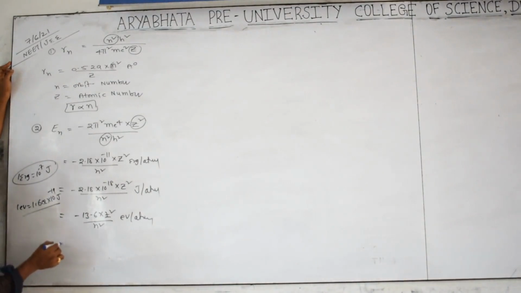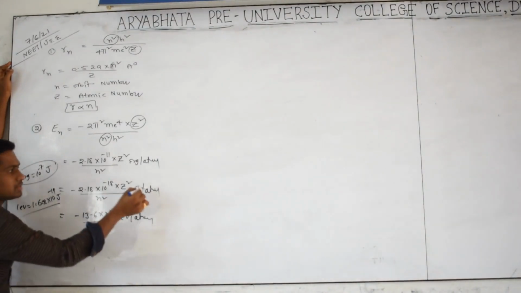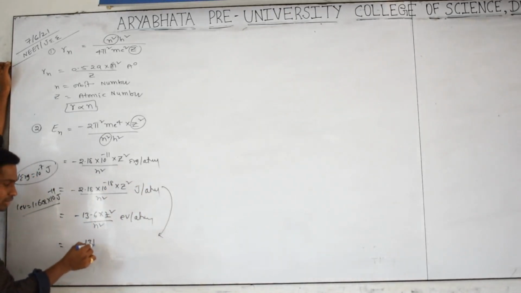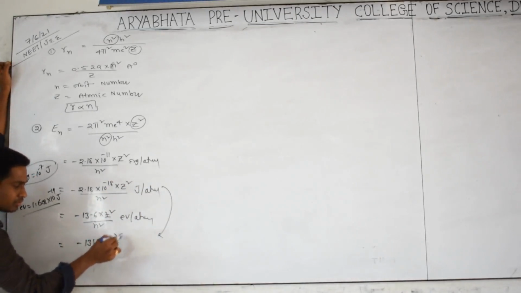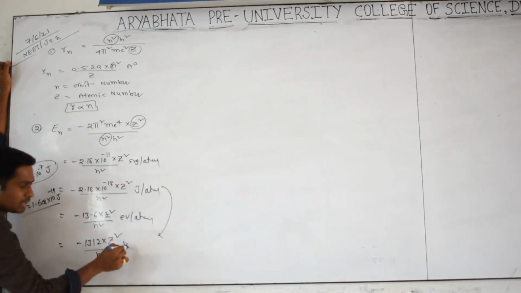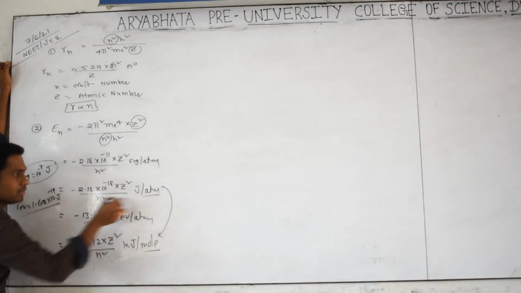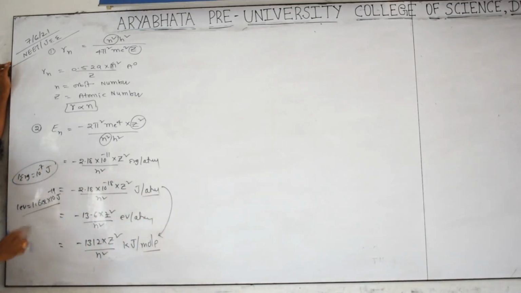And later we are taking, I want this joules in kilojoules. So for mole we are calculating minus 1312 into z square by n square kilojoule per mole. Observe carefully. Per atom means this formula. For mole means this one, meaning per Avogadro number of the electrons or orbits or atoms.